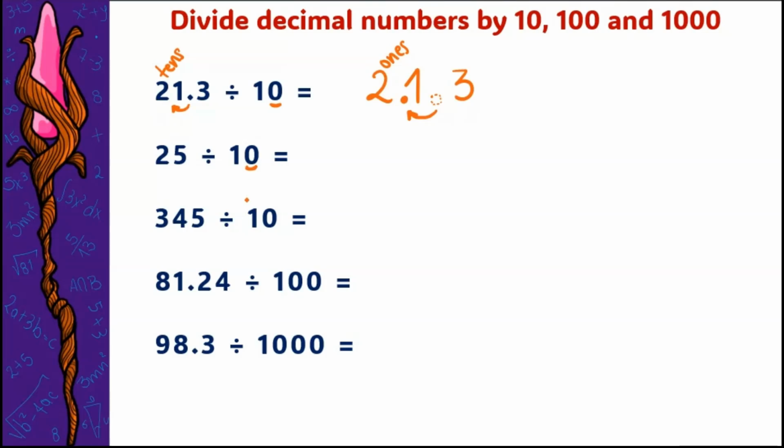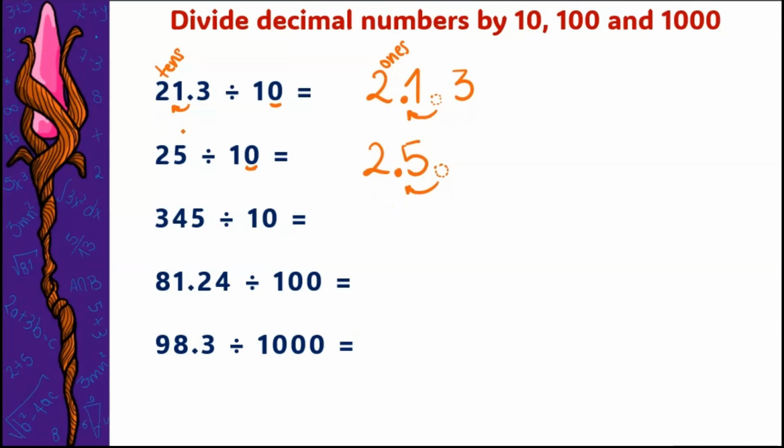Again, there's just one zero, but we don't have any decimal point. So what should we do here? Well, remember when we don't have a decimal point, it's like having it at the end. So this decimal point is like here at the end of the number. So when we move it, it's going to be here, 2.5.